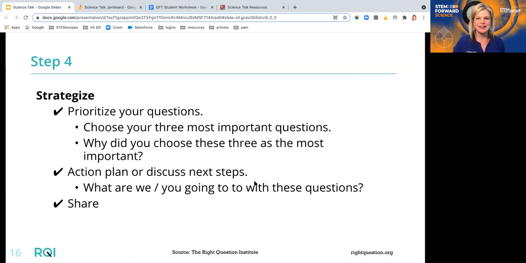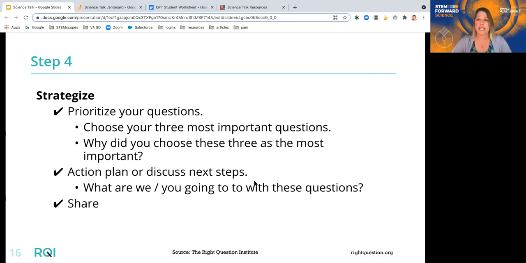Okay, everyone should be back. I know that was very quick. Hopefully that gave you just a little taste of that. So once again, step one, starting with that question focus. Step two, generating your questions. Step three, improving upon those questions, looking at closed versus open-ended questions. And that brings us to step four, which is strategize.